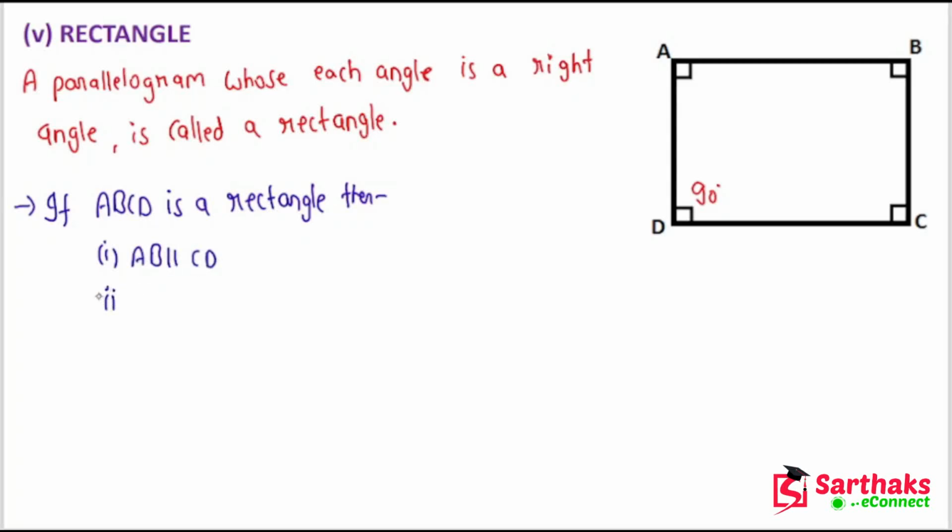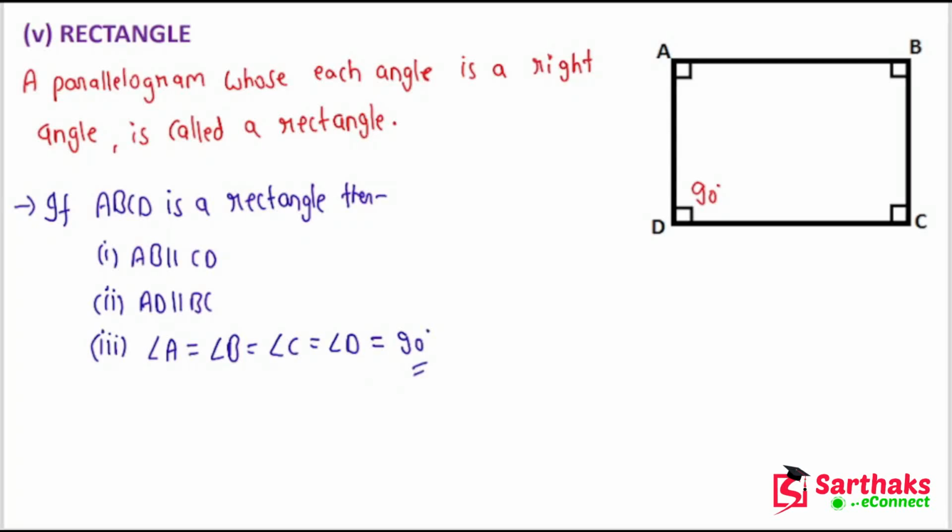Again, since it is a parallelogram, one more pair of sides is parallel, that is AD is parallel to BC. Now the condition comes, since it is a parallelogram, so these conditions would follow. Now what is different in rectangle and parallelogram? Interior angles. So in this we have angle A is equal to angle B is equal to angle C is equal to angle D, which is nothing but 90 degrees. Okay, so this was all about rectangle.